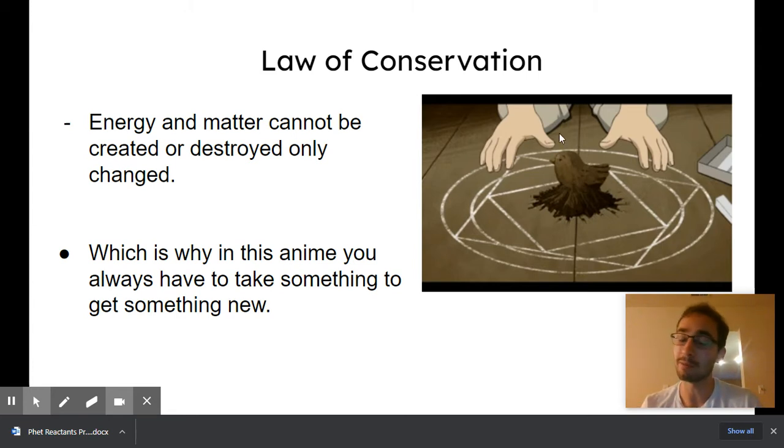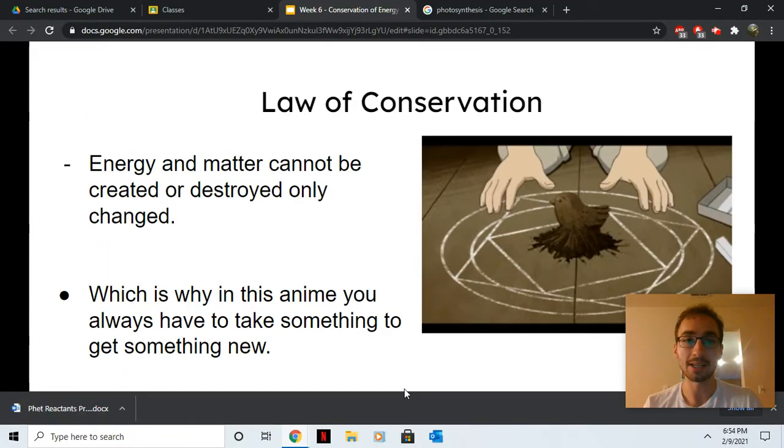Like the anime Fullmetal Alchemist, basically the idea is you can make something, but you have to take something away from it. Like Edward here made this bird, but he had to use the wood from the floor to make it. So the bird didn't come out of nowhere. He had to use something from the earth. That's the idea behind law of conservation. We're going to be practicing it today in this PhET.